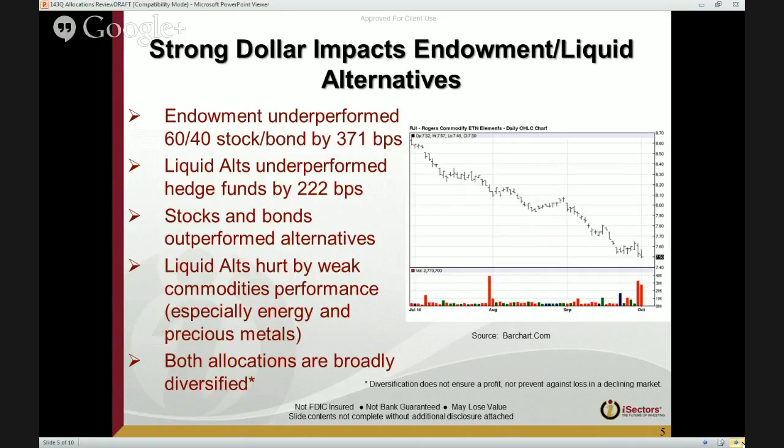Since the liquid alternative allocations and its portion of the endowment allocation have exposure to real assets, including commodities, these allocations underperformed in the quarter also. The chart on slide 5 shows the decline in one of the commodity holdings during the quarter. Again, you can see the accelerated drop in September when the dollar gained strength. In addition, both stocks and bonds, which are used in the benchmark for the endowment allocation, continue to outperform liquid alternatives. Both allocations are broadly diversified and should recover as the markets stabilize.